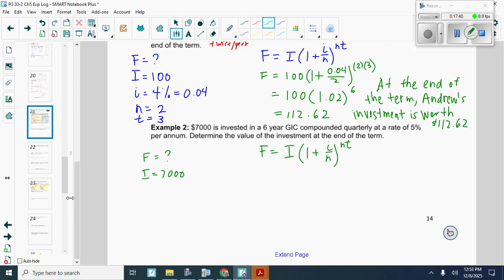Okay, and it says that it's a 6-year term, so the time is 6 years. Okay, it's compounded quarterly, so that's your n, that's your compounding period. Okay, so n is 4 because it's quarterly. Okay, and that's my i, my interest rate, it says 5%. So we write it as a decimal, so divide it by 100. Okay, and how much does he have at the end of the 6 years?